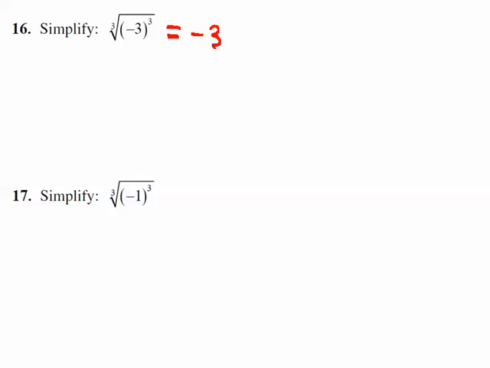So 17, answer is? You could do the work if you like. You want to do negative 3 times negative 3 is 9, times negative 3 is negative 27. The cube root of negative 27 becomes negative 3 again. But why do that if you could just write down the answer?